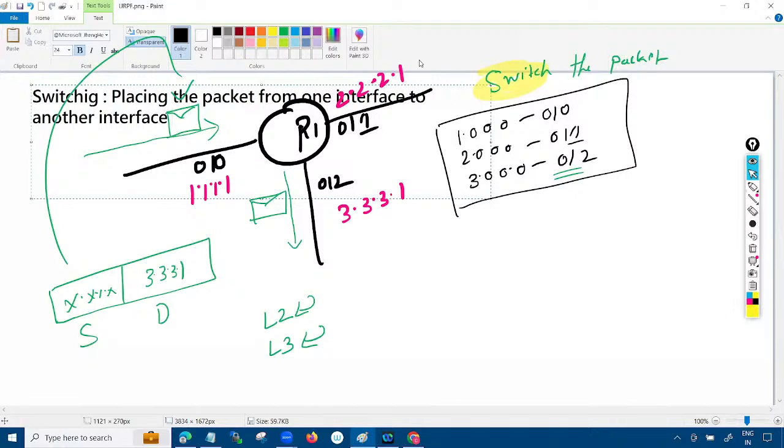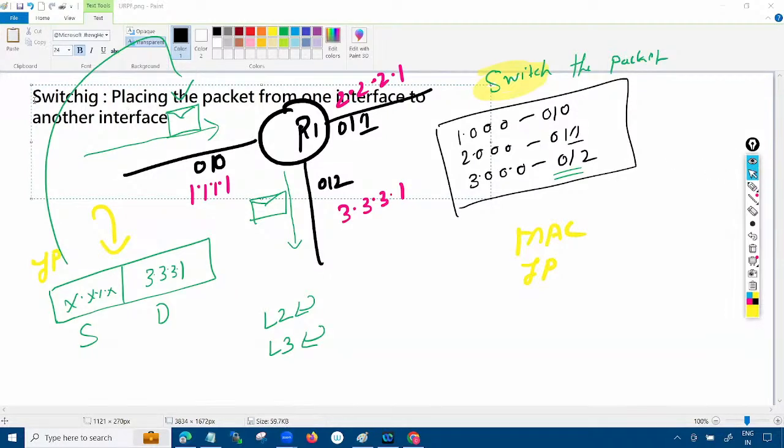Now, guys, you just tell me one thing: is it a MAC packet or an IP packet? Anyone? This packet that you can see right now, is it MAC or IP? IP? IP packet, right? So the packet that we are switching right now is an IP packet.